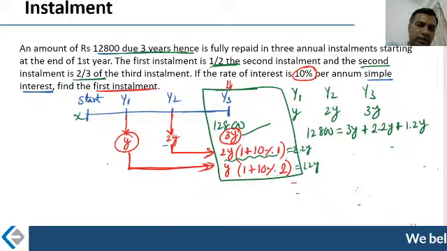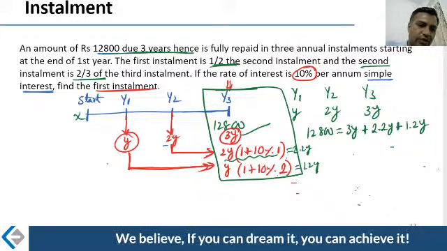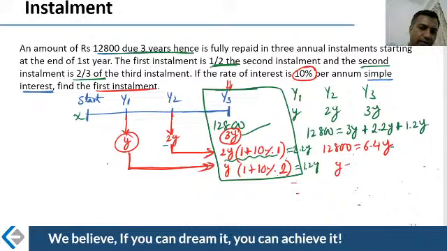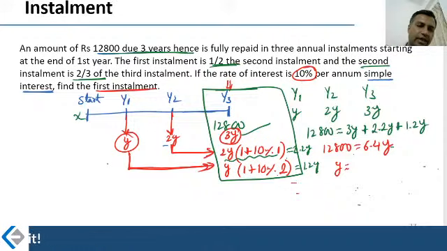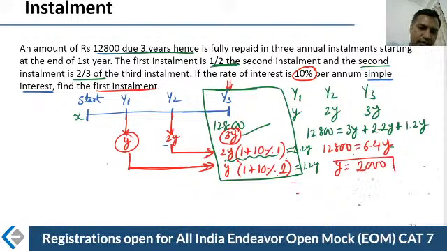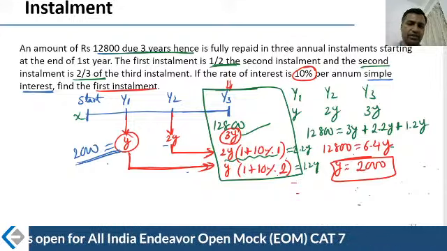Therefore, this is nothing but 6.4. So 12800 is 6.4Y, and you get the value of Y from here. How much is each installment? The value is 2,000. The first installment was 2,000 rupees. Y is nothing but 2,000. That's the required answer.